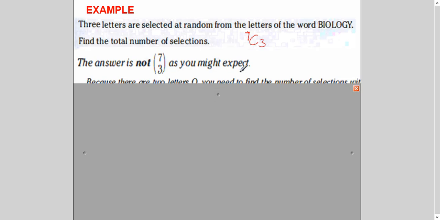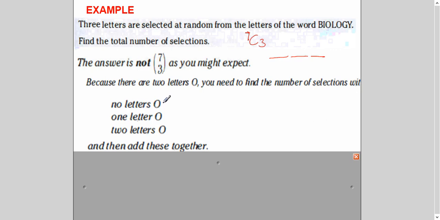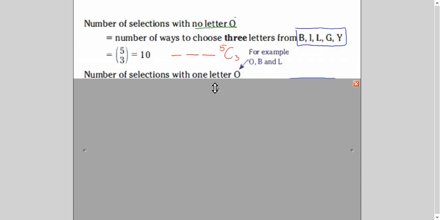Now, what are the steps? In the selection of 3 letters, maybe there is no O, maybe there is 1 O, or maybe there are 2 O's. So 3 cases. Number 1, no O, maybe 1 O, or maybe 2 O. So these 3 cases we will figure out, and then we will add up the results, right? So let's see first the case when there is no letter O. So from biology, you're removing O, remaining letters are 5. So from these 5, you have to select 3. So 5C3, which is 10.